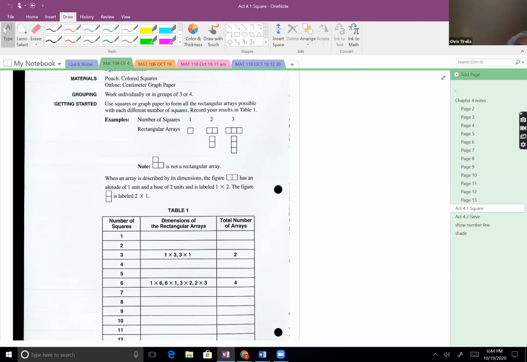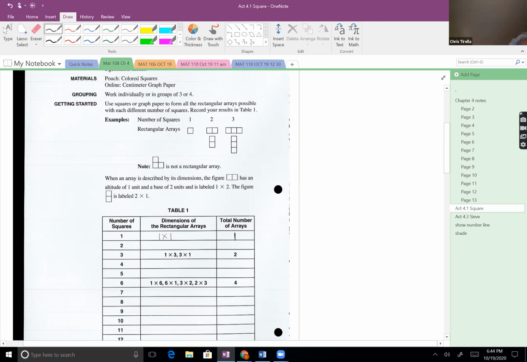It says you're supposed to work in groups of 3 or 4, but I guess we'll just work in a big group altogether. You're supposed to either use the squares or graph paper to form all of the different rectangular arrays that you can make with each of the different numbers of squares. And you're supposed to record your results in the table. So, for example, if I only had one square, there's only one way of doing it, right? It would be a 1 by 1 rectangle, and there's only one.